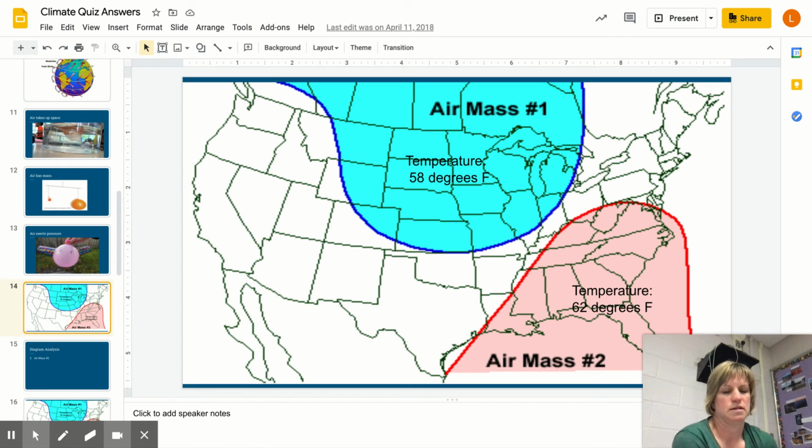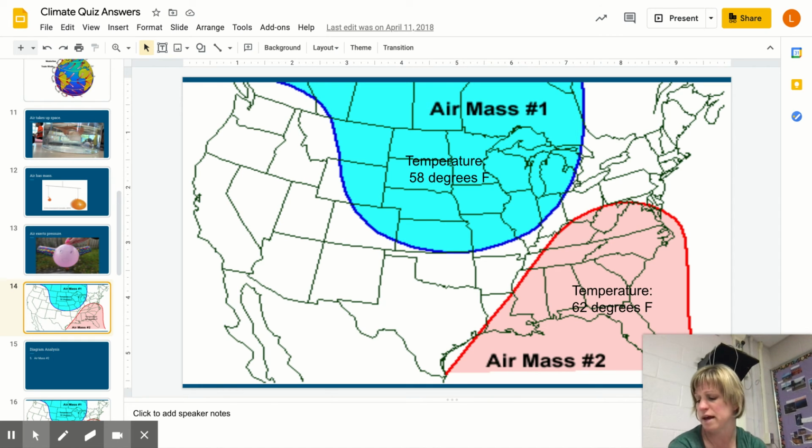So here you have 2 air masses. You have air mass 1, just like our puppet show with the Sun King and the Pressure Fairy, with 58-degree temperature. You have air mass 2 with 62-degree temperature. And my first question about this was which one had the lower pressure? And the right answer is air mass 2.